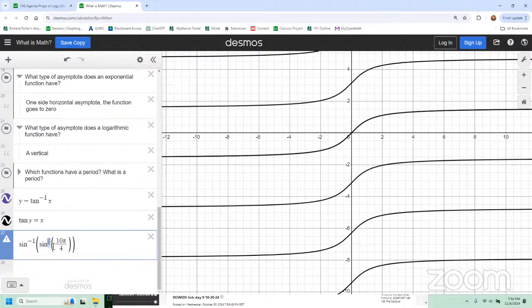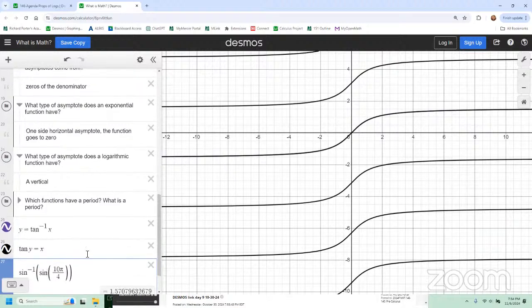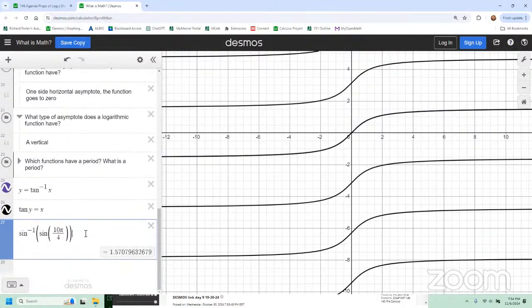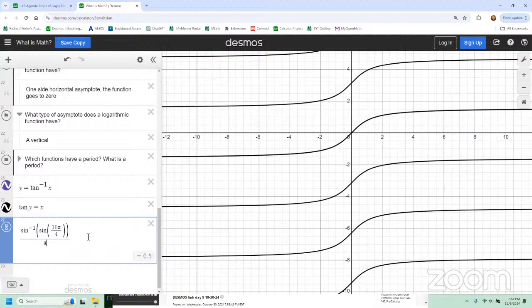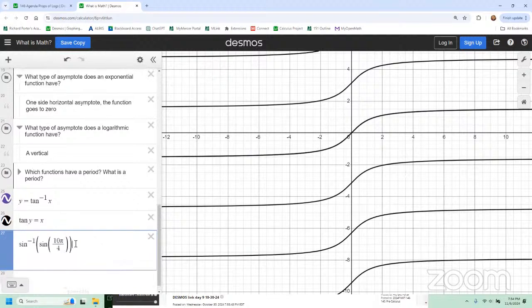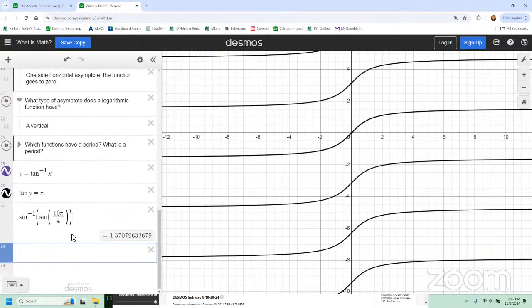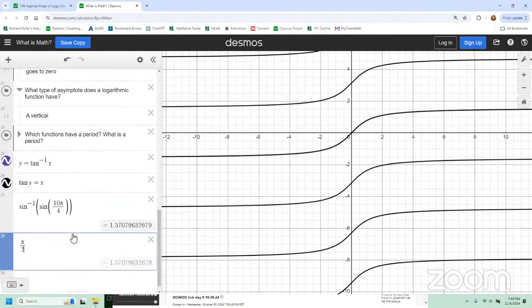They give you that, which is not 10 pi over 4. If I divide it by pi, it's just a half a pi. So that equals pi over 2. Those are the same, but they're not 10 pi over 4.